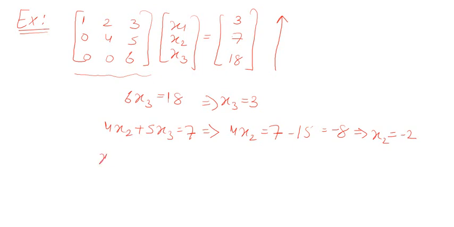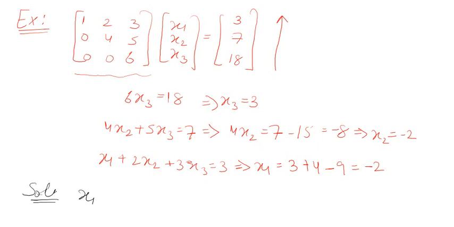Now from the first equation, you have x1 plus 2x2 plus 3x3 is equal to 3. Use the x2 and x3 values from the previous steps. So x1 is equal to 3 minus 2 times x2, and x2 is minus 2, so minus minus is plus, plus 4, minus 3x3, so minus 3 into 3 is 9. That is minus 2. So the solution is x1 equals minus 2, x2 is also minus 2, and x3 is equal to 3. Okay, so this is one example of an upper triangular structure, with the coefficient matrix as an upper triangular matrix.